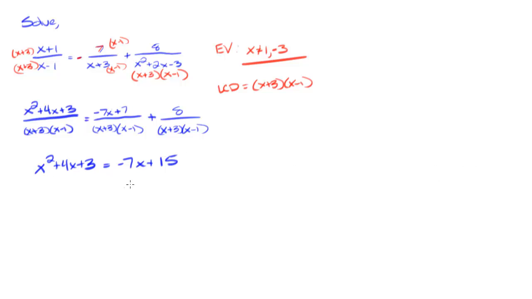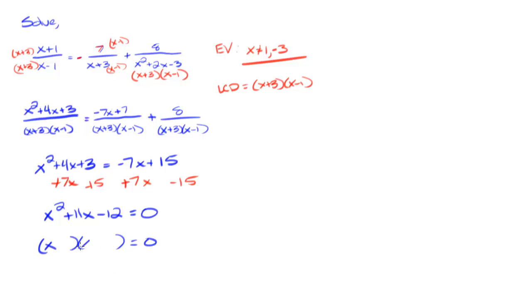Then I'm going to add 7x to both sides and subtract 15 from both sides. Again, the purpose is to set one side of this equation equal to 0. The resulting equation is x squared plus 11x minus 12 equals 0. Now that it's set equal to 0, my goal is to factor the expression on the left-hand side, the non-zero side. Two numbers that multiply to negative 12 and add to 11 are a positive 12 and a negative 1.